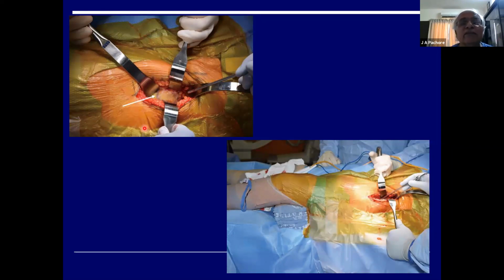Even if you look at other neurovascular areas, when you do a posterior approach to the sciatic nerve, it is full of fat there. So that's a very classical sign also. So this is going right transverse here.